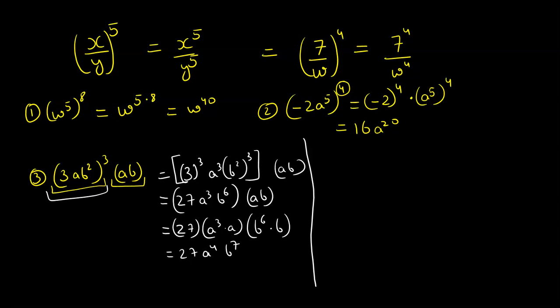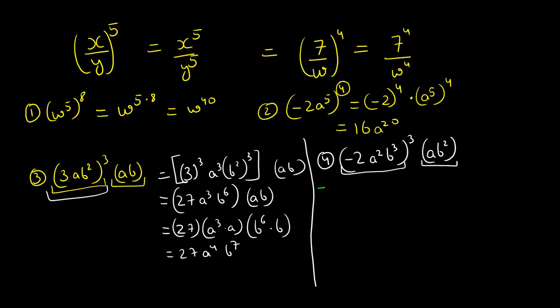Let's try one more example. Okay, so in this example, try to do it yourself first. We have -2, a has the power of 2, b has the power of 3, and the whole thing has the power of 3 or cube. Then we have ab squared in parentheses. Again, try to solve this one first, and then play the video again to see the answer.